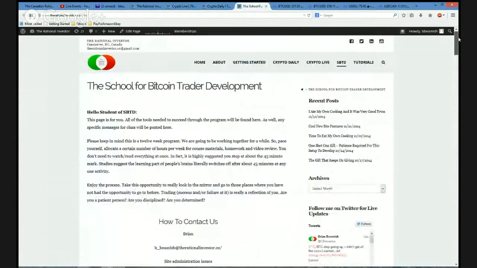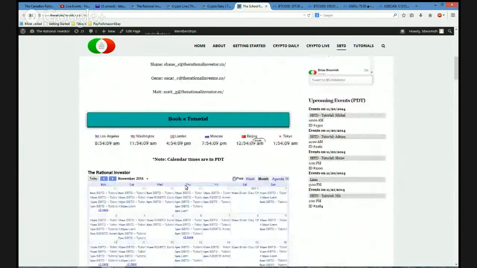The last thing that I'll mention here is our School for Bitcoin Trader Development. That's up here. So we've looked at Crypto Live, Crypto Daily. We've been on the home page. The About page and the Getting Started page are just information about me and about the company and about how we go about trading Bitcoins. Lots of free information and good links. We talked about the blog, the Crypto Daily, and Crypto Live, our live chat room. And here, this is the School for Bitcoin Trader Development, basically all our contact information.